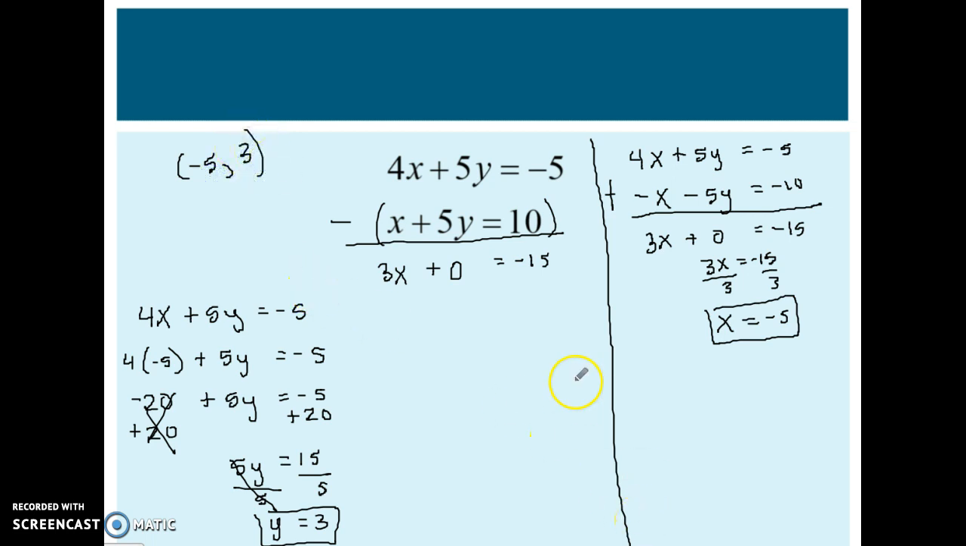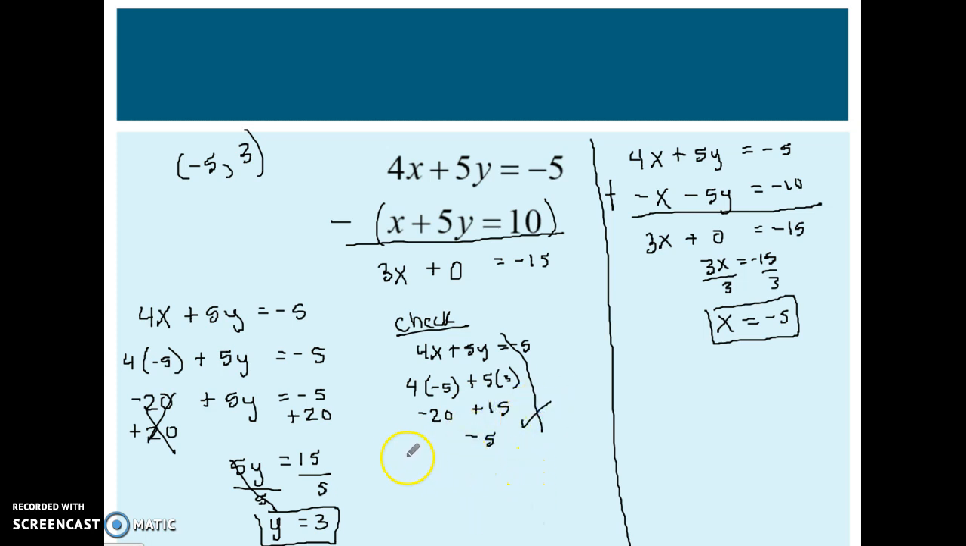And it is important to check your answer. So again, doing our check with your first equation, 4x plus 5y equals negative 5. 4 times a negative 5 plus 5 times 3, we're checking to see if that equals negative 5. So negative 20 plus 15, that does equal negative 5. So our first equation checked out. Make sure you check with both.